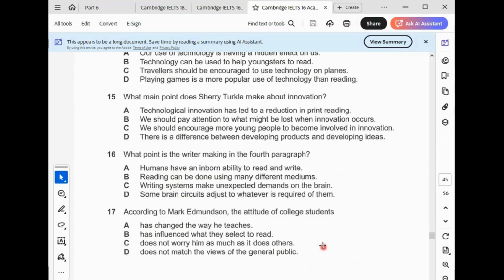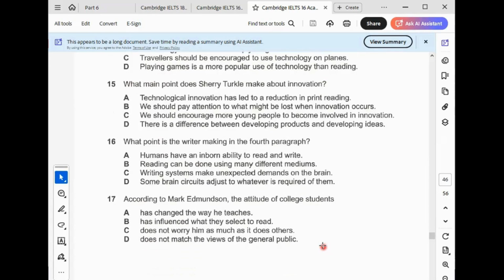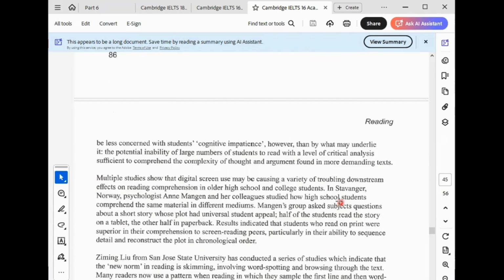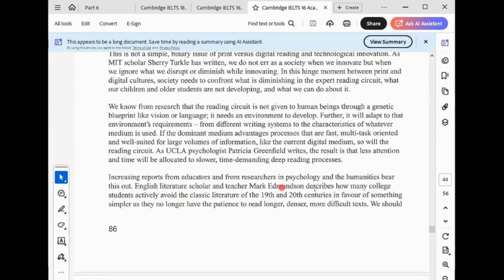So our answer to number 15 is going to be option B. Okay, we have one question left. Let's just solve it and then we'll round up. According to Mark Edmondson, the attitude of college students. So let's look for Mark Edmondson. See Mark Edmondson here. English literature scholar and teacher Mark Edmondson describes how many college students actively avoid classic literature of the 19th and 20th century in favor of something simpler, as they no longer have the patience to read longer, denser, and more difficult texts.